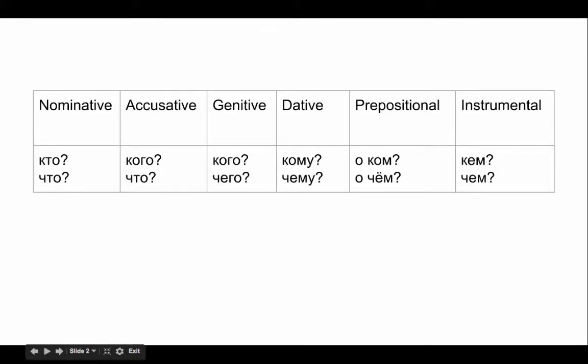This is a very brief review of Кто, Что and their forms. The forms of Кто and Что are important for several reasons. One, because if you ever study in Russia, oftentimes Russian teachers will use this set of questions to show what case you have to use in the sentence.